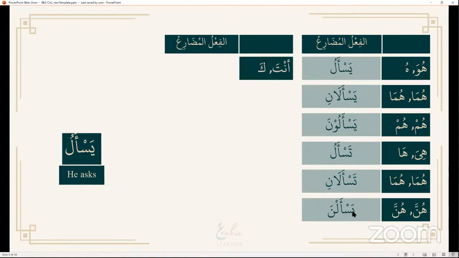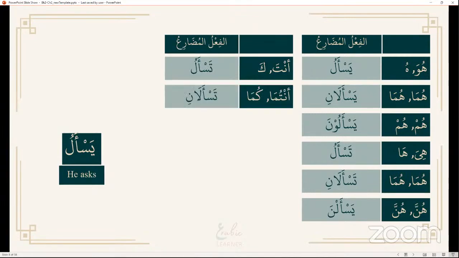Yas'alu, yas'alani, yas'aluna. Good. Tas'alu, good. Tas'alani, yas'alna, mashallah. See, things change from here, from hunna. Things change in most of the cases. You must have noticed, brothers and sisters. From hunna, things change. What about next, sister? Tas'alu, tas'alani, tas'aluna. Good.